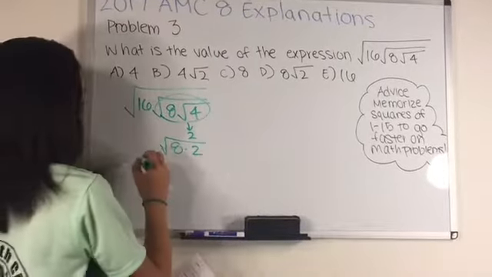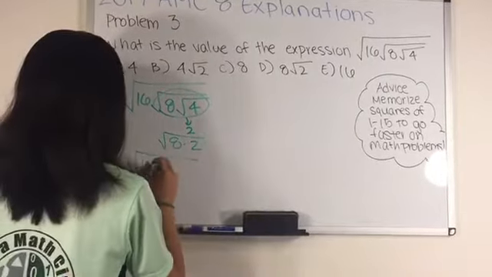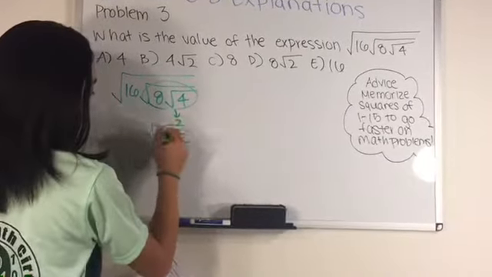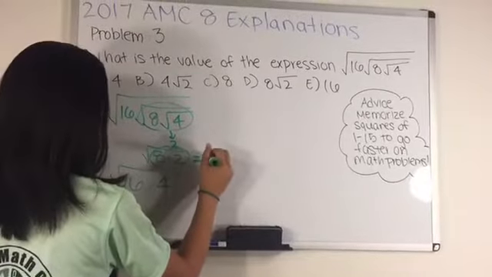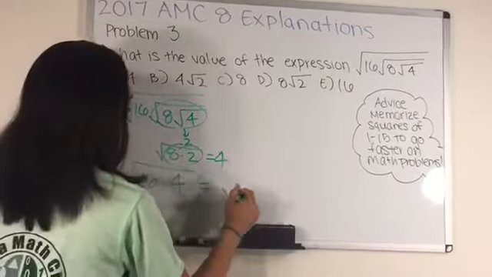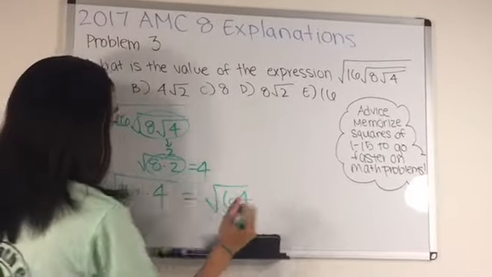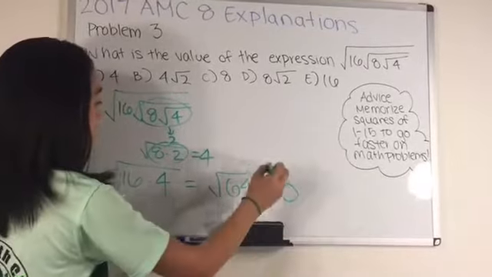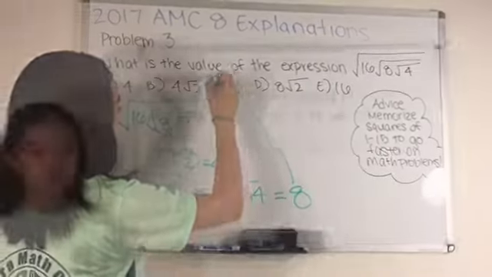and the square root of 16 is 4. So now we have the square root of 16, which is this number on the outside right now, times 4, which we got from this. And then 16 times 4 makes 64, so this is the square root of 64. And the square root of 64 is 8, which means that our answer here is C, 8.